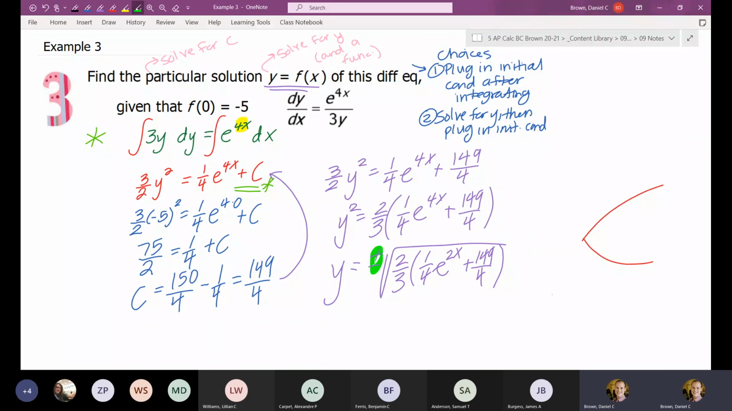What was the y in your initial condition? -5. Well, the only way that this y is a negative number, which one are you going to have to pick as your option? The negative. So your final answer would be y is equal to the negative square root of all of that.